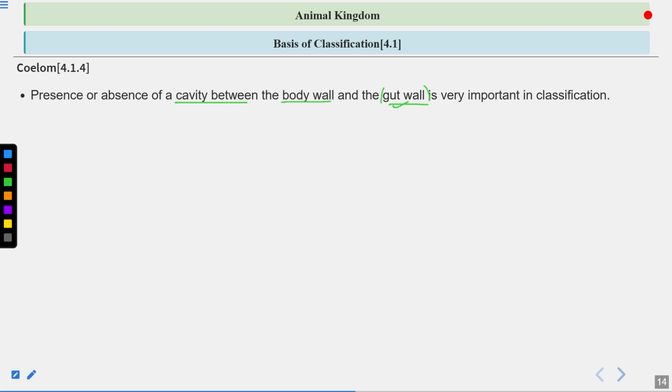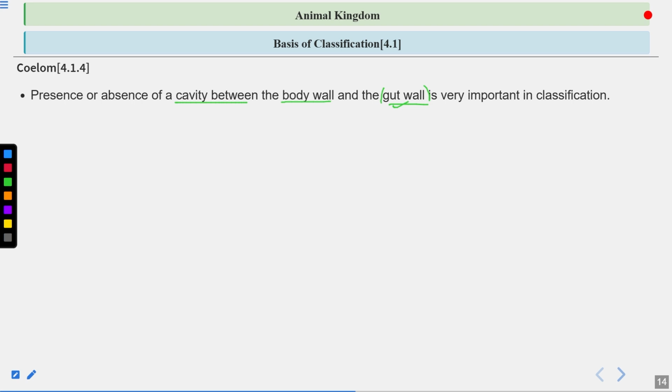So the organism which possesses this space in between the body wall and gut wall, they are called coelomate animals. And the cavity is called coelom or the body cavity. And the organism in which there is no cavity present between the body wall and the gut wall, that is called acoelomate.